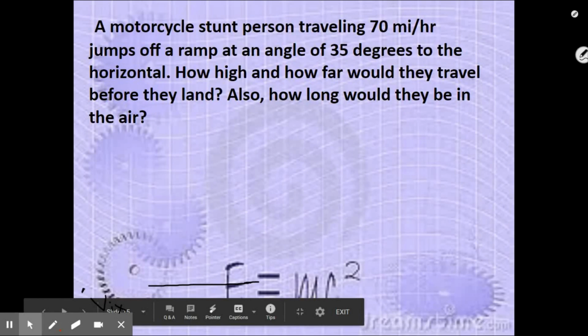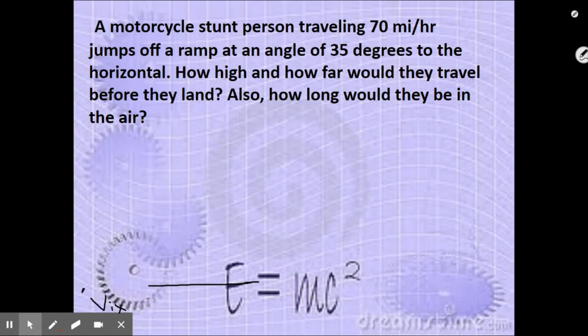On this problem, we have a lot going on. We've got a motorcycle stunt person traveling at 70 miles per hour, jumps off a ramp at an angle of 35 degrees to the horizontal. How high and how far are they going to travel before they land? Also, how long would they be in the air?